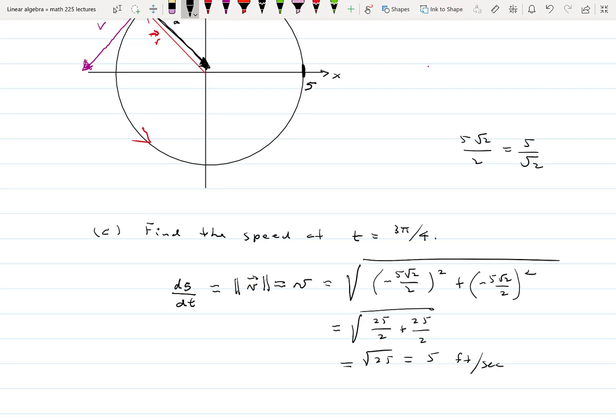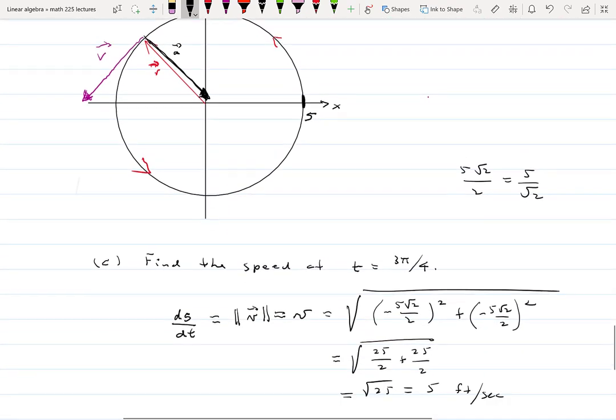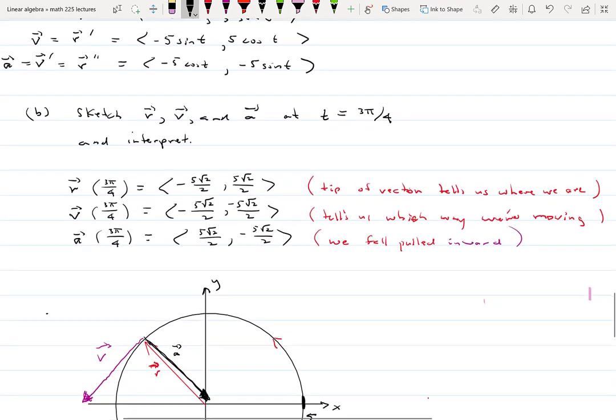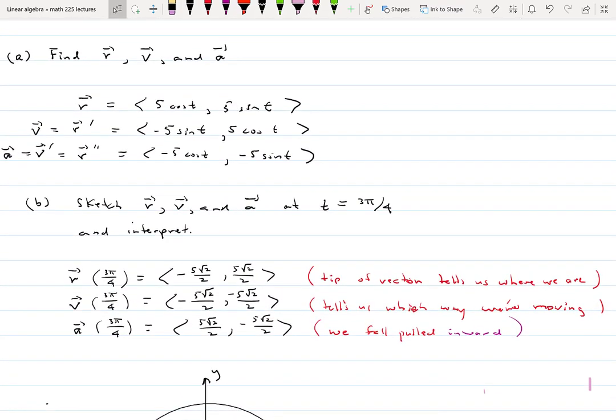Now the speed didn't depend on my location, though. If you look back at our velocity vector, the speed, the magnitude of my velocity at any time, is going to be 5. It's a constant 5 no matter what t is, because sine squared plus cosine squared is 1, that kind of thing.